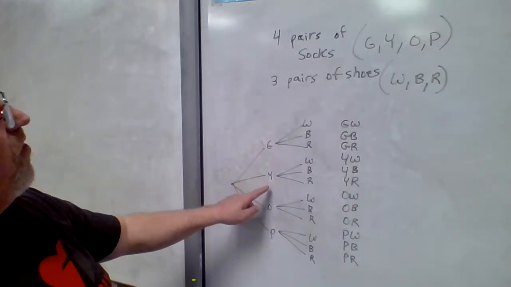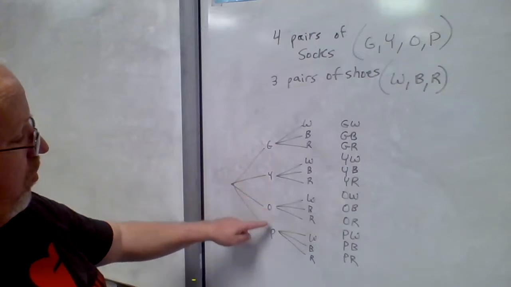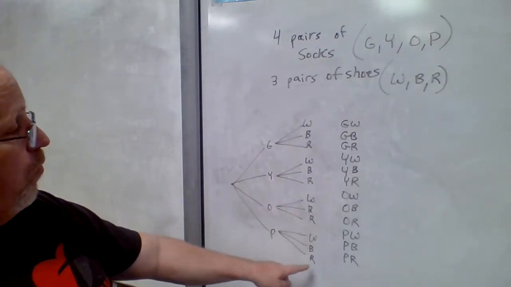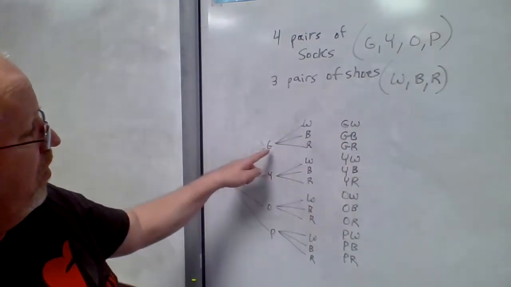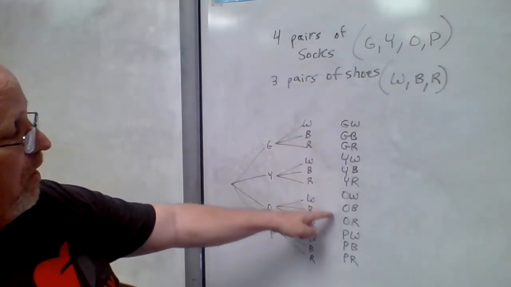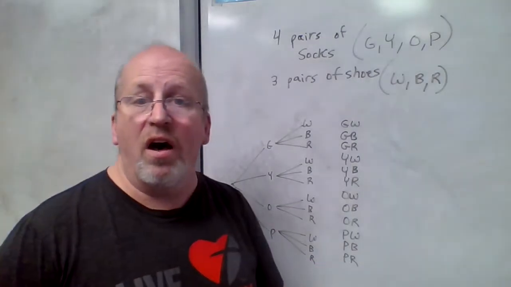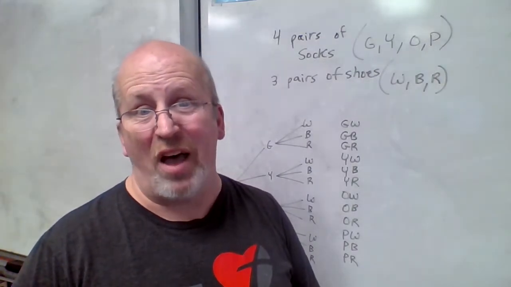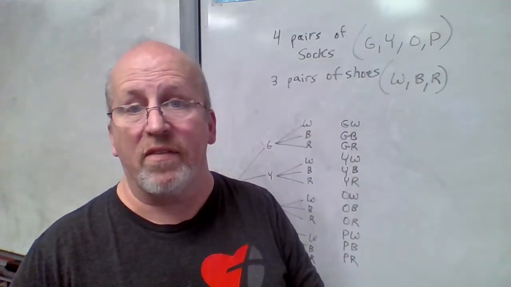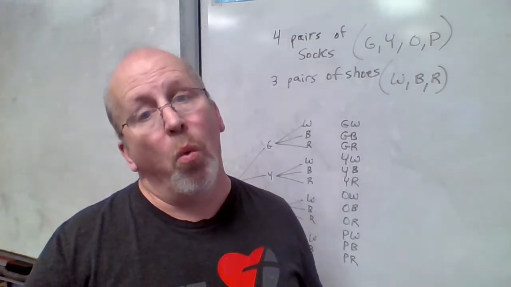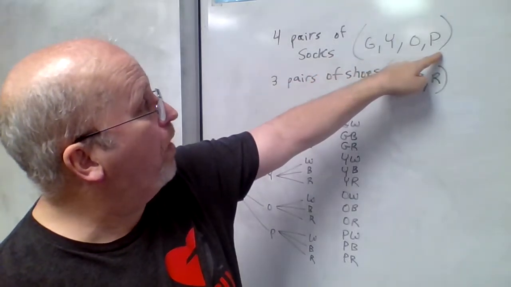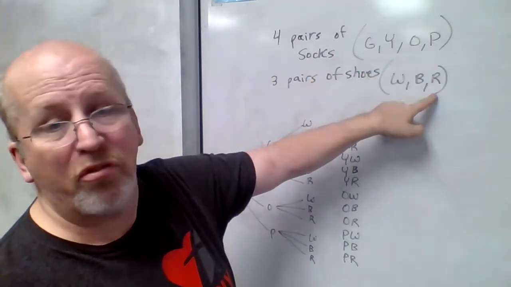This represents the socks: green, yellow, orange, and purple. And these letters represent the shoes: white, blue, and red. You'll notice over here, when we figure out the amount of outcomes, there end up being 12 different ways of using these socks and shoes. And it works pretty well in a circumstance like this. But what if the numbers you have are bigger than 4 pairs of socks and 3 pairs of shoes?